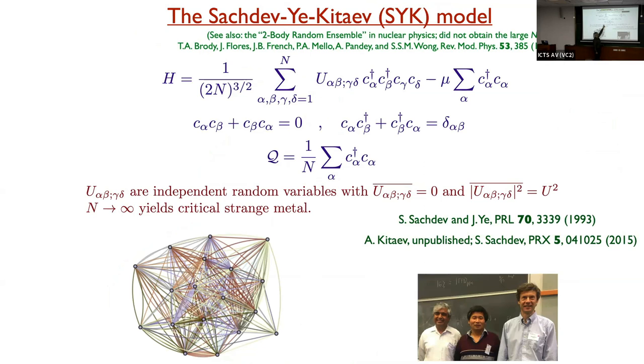And there's an interaction between any 4 sites, where you take an electron from sites gamma and delta and move it. There's a matrix element for those 2 electrons moving together to sites alpha and beta. So that process has some amplitude, U alpha, beta, gamma, delta.